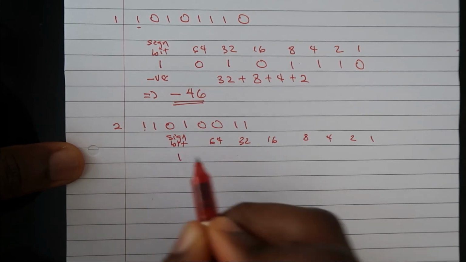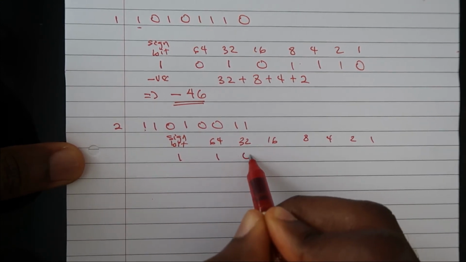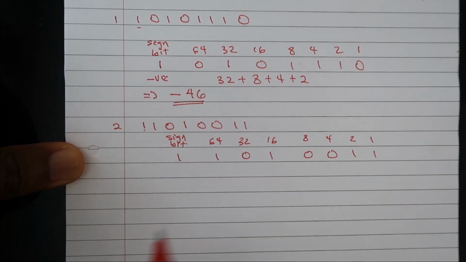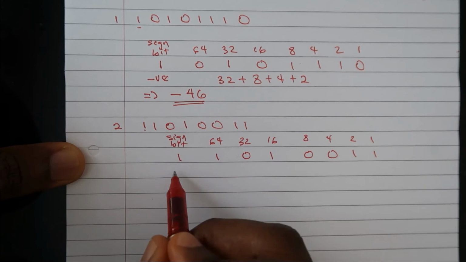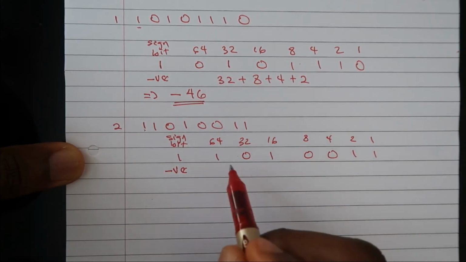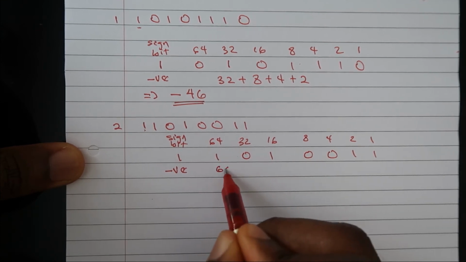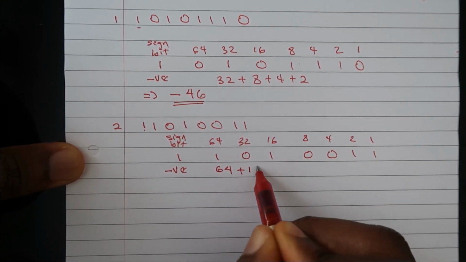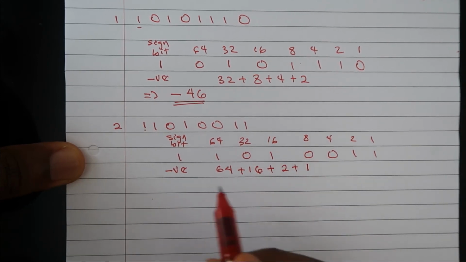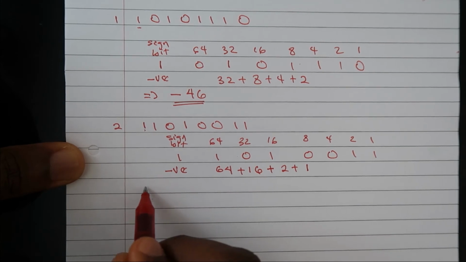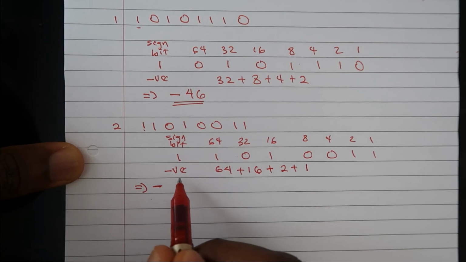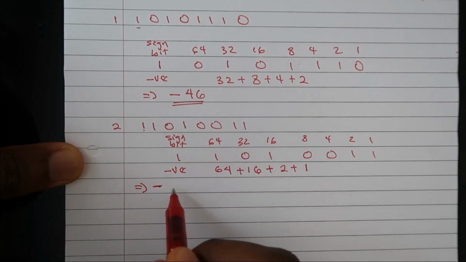I'll write down the binary number under my number sequence, 1101 0011. Once again, I know that this is a negative number, so I'll put my negative sign there. And then I know I have to say 64 plus 16 plus 2 plus 1, and this gives me minus, for that negative value there, 83.